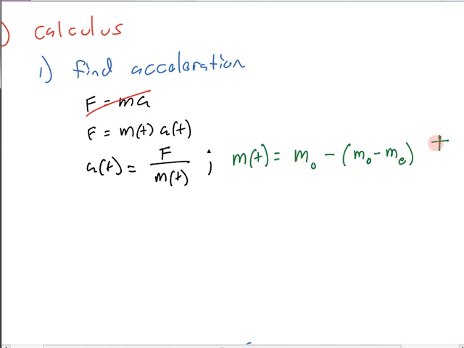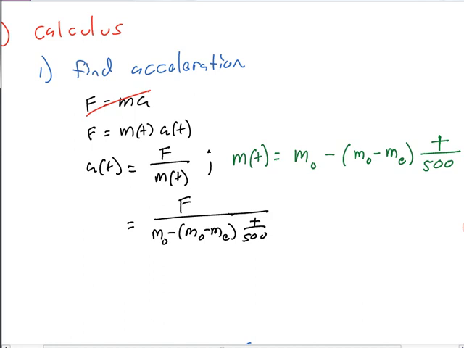But when t is 500, we do want to take away the full mass of fuel. So we'll divide t by 500. That way, 500 divided by 500 is 1, and we take away the full mass of fuel. So this gives us our expression for the mass with respect to time, and we can plug that into our equation for the acceleration with respect to time. F over m naught take m naught minus me t over 500. So there's our expression for the acceleration.